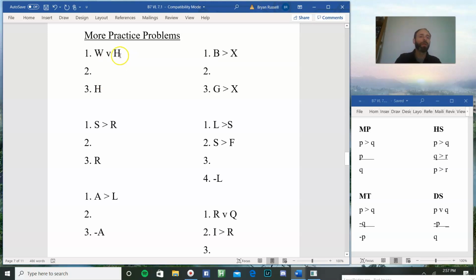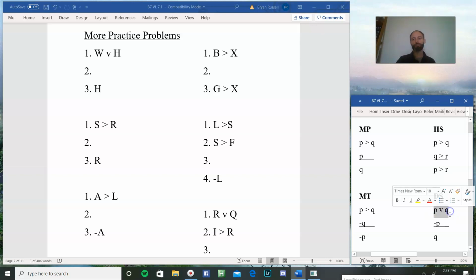So on line 1 we have W wedge H. Now this is a nice one to start with because we only have one rule that allows us to use wedges, and that's disjunctive syllogism. So disjunctive syllogism, if we look at it, tells us that if we have a wedge on one line, and if on another line we have the negation of the first of what comes before the wedge, then we can get what comes after the wedge.